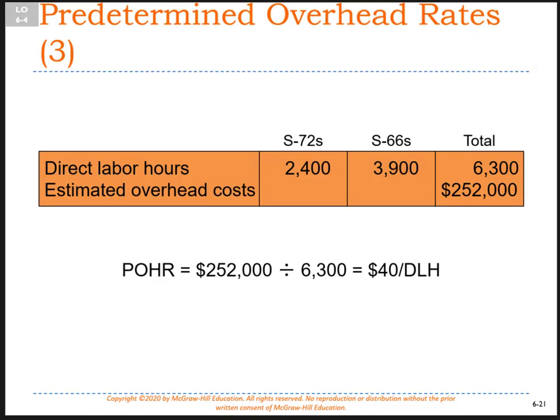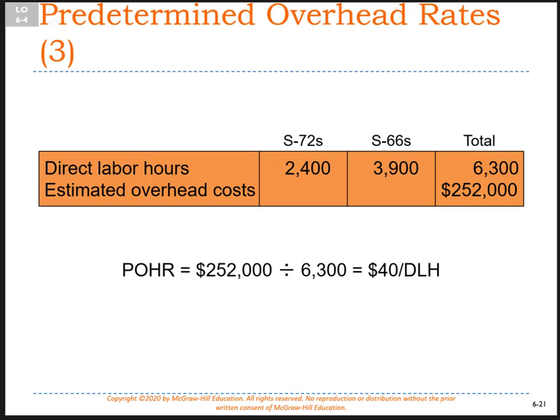Okay, so an example of how we might do that. We take that estimated overhead cost of $252,000. We say, all right, we think that the more direct labor hours, the more people working on each of the products, will tell us how much work is done and therefore how much overhead they should have. So S66s have more direct labor hours, S72s have less.